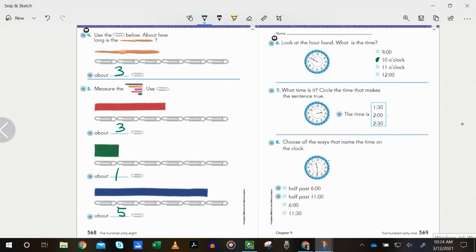Number 7, when we're between 2 and 3, we're not going to be just 2 o'clock now, and we're on our way to 3, so we're past the 2. So it's not 1:30, it's not right on the 2, so it's not 2 o'clock. It's between the 2 and the 3, so it's 2:30.